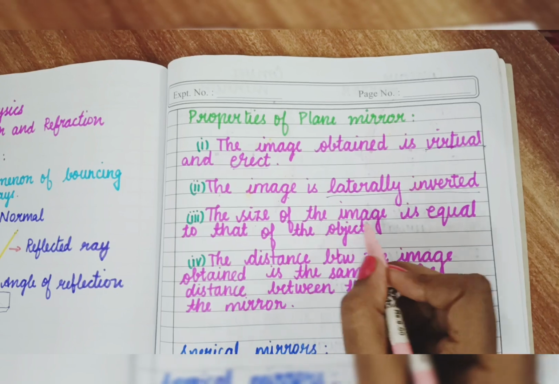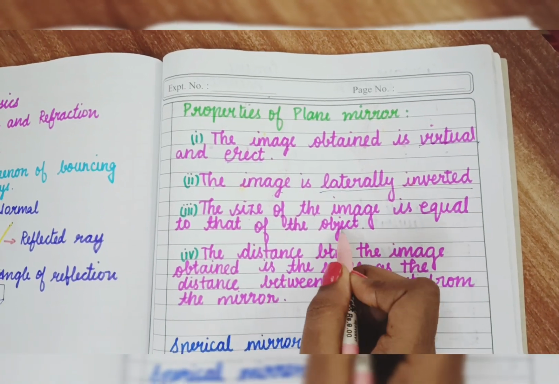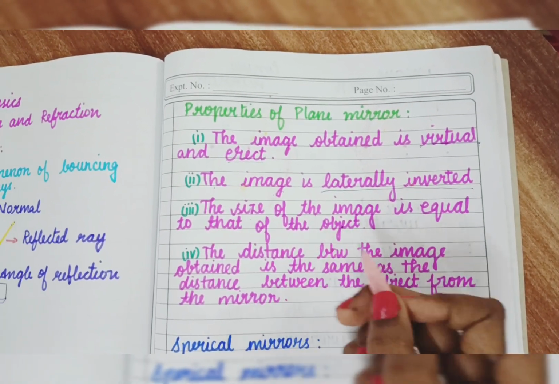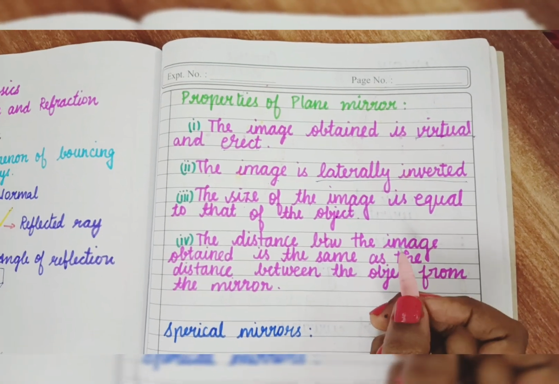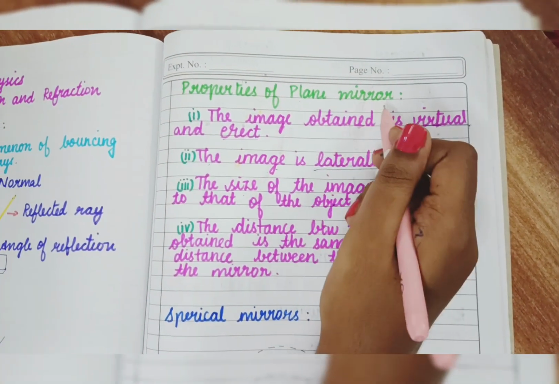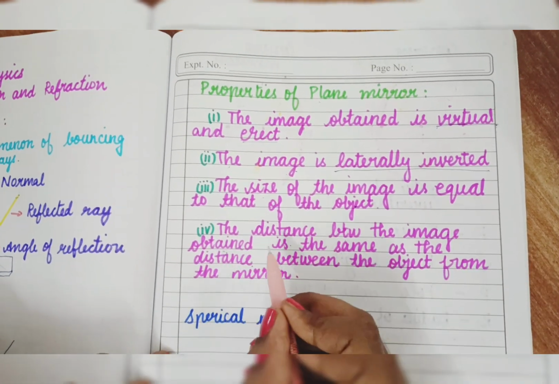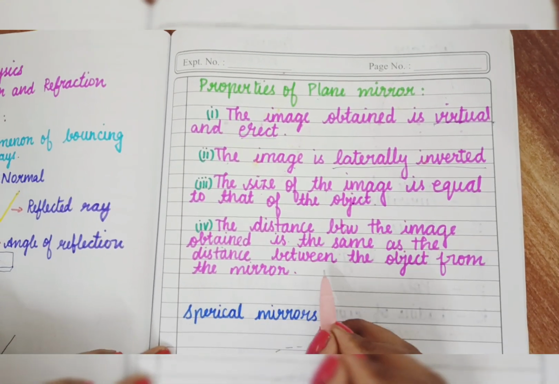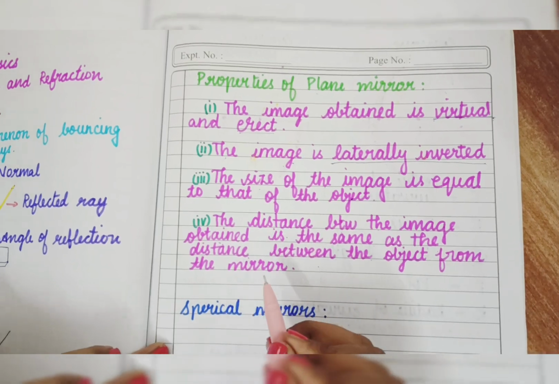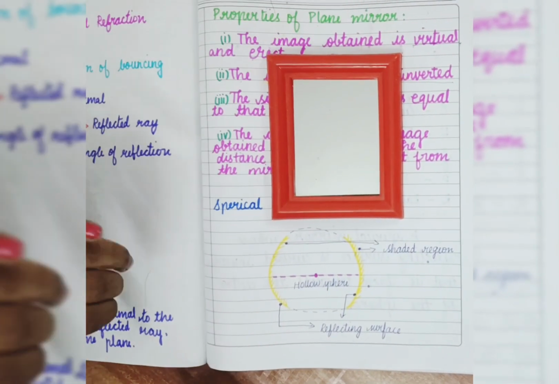The size of the image is equal to that of the object. Our height and the height of the image obtained on the mirror are always the same when it is obtained on the plane mirror. The distance of the image from the mirror is the same as the distance of the object from the mirror. This is the plane mirror.